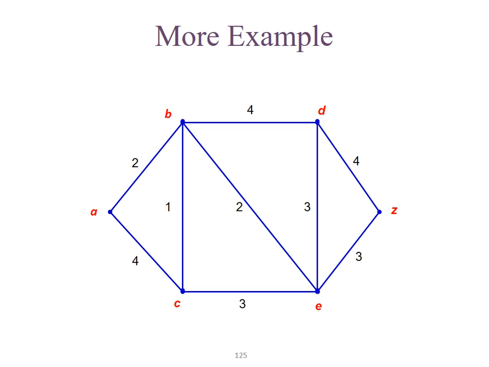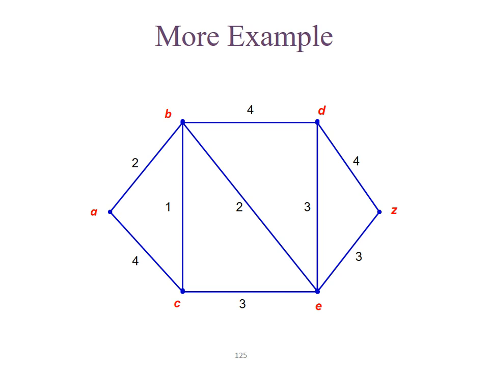So once E is included in the set, then we need to update the distance for D and Z. So now we have 4 plus 3 is 7. 7 is larger than 6. So we don't need to update the distance for D. And for Z, 4 plus 3 is 7. So we change infinity to 7 and record as A, B, E.